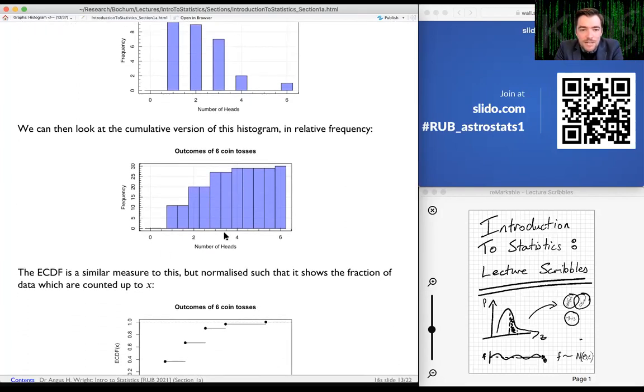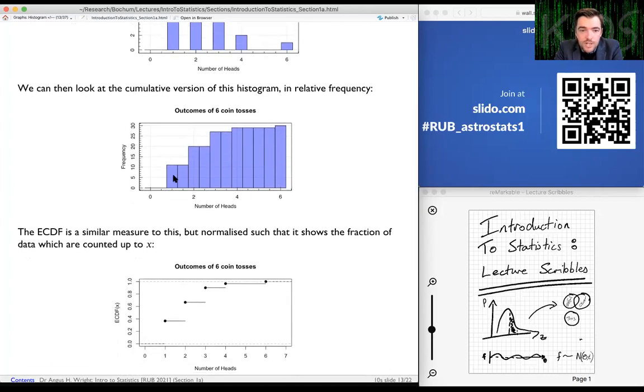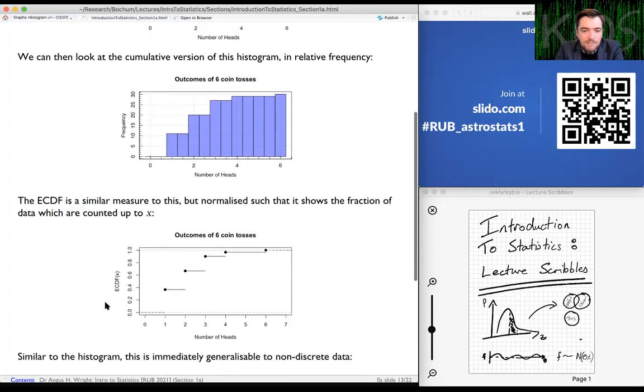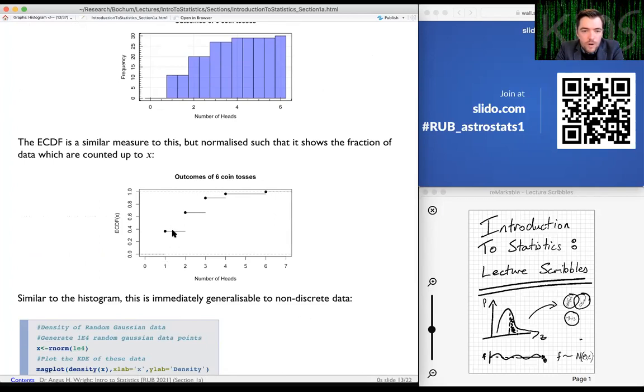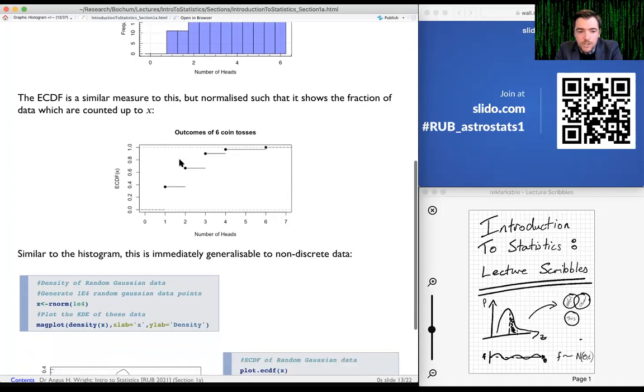The ECDF is essentially quite analogous to this step function that we've just created. It's the same sort of thing, except it's normalized such that it shows the relative fraction of data, the cumulative relative frequency of data up to that point X on the x-axis. So again, we calculate the ECDF of this coin toss data set. We have 40% of the data observed at a value of 1, or rather at a value less than 2. If we then go to a value between 2 and 3, we have 65%, 70%, etc. So this is the empirical cumulative distribution function.